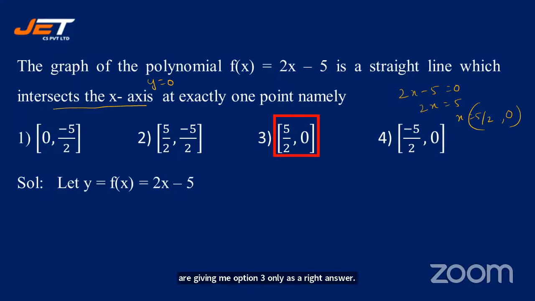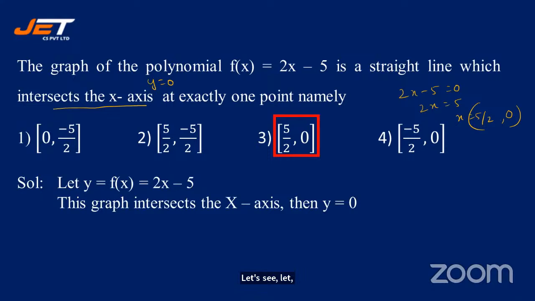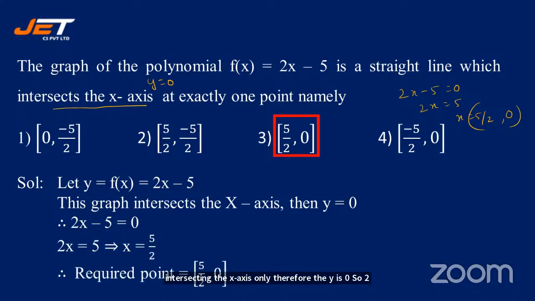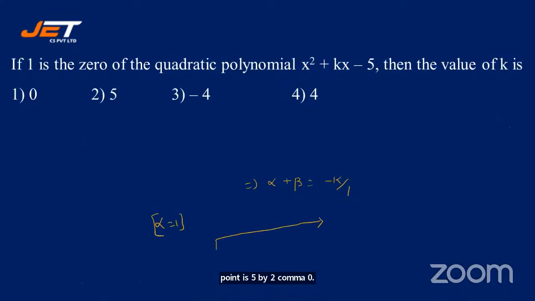Let's see. Let y is equal to f of x is equal to 2x minus 5. And as I told you, when the graph intersects the x-axis, then y is equal to 0. If it intersects the y-axis, then x will be 0. All right. But in the question, it very clearly says that it is intersecting the x-axis only. Therefore, y is 0. So 2x minus 5 is 0. So x is equal to 5 by 2. So the required point is 5 by 2, 0. All right. Yes, with this understanding, let's quickly move on to the next question.